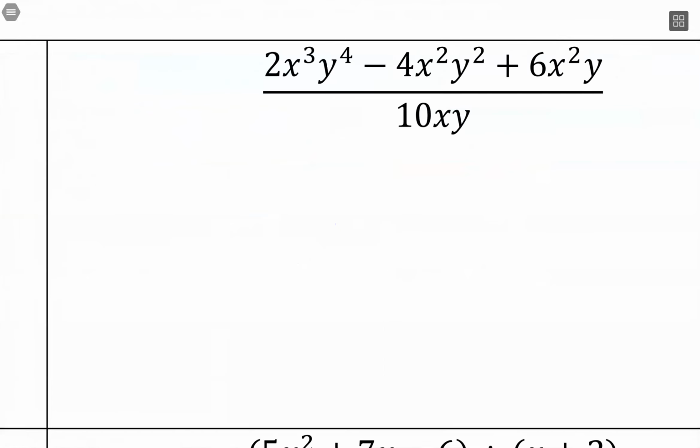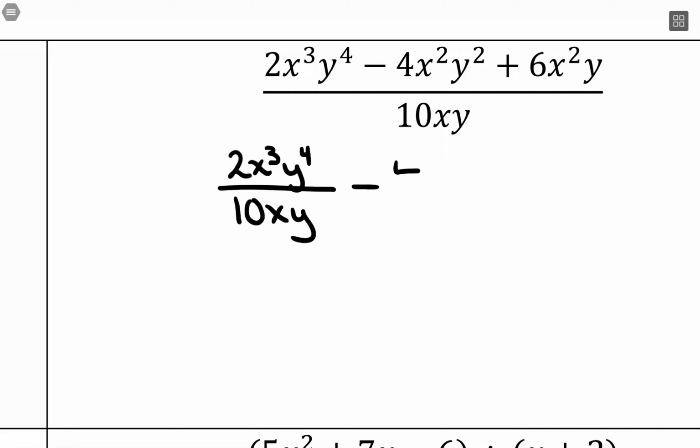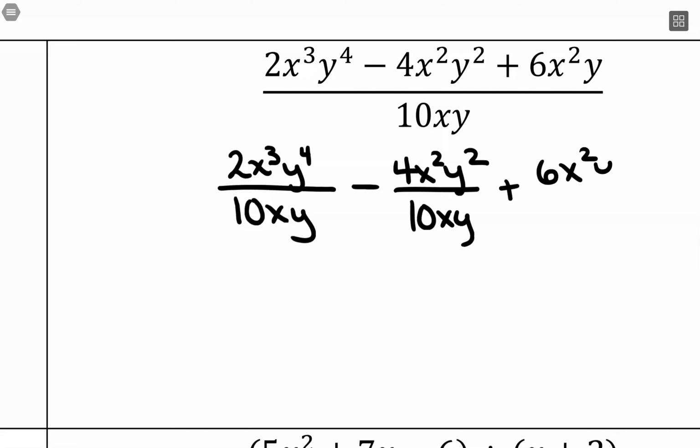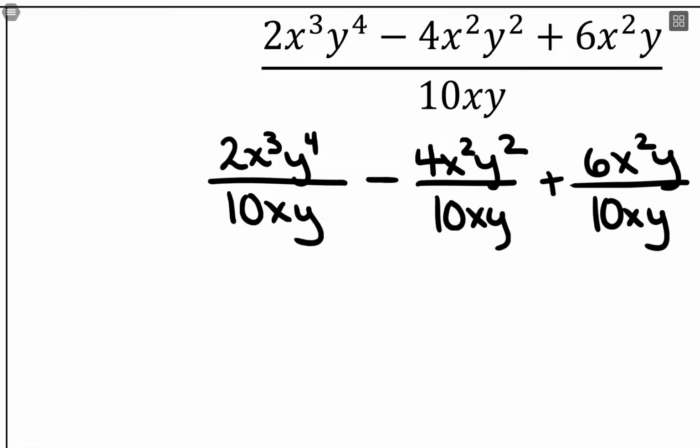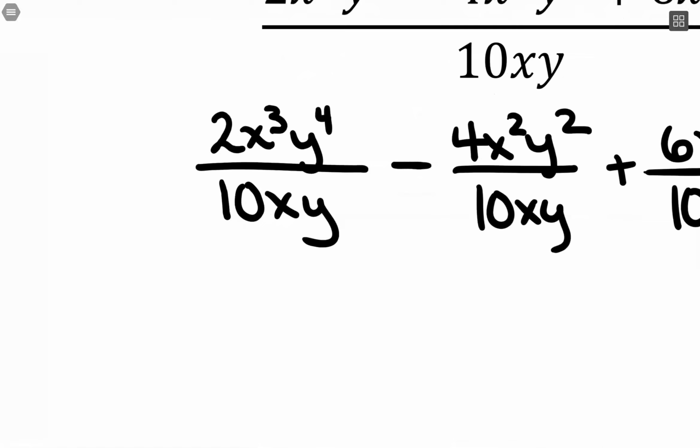Alright, same idea here, just with more variables. So 2x cubed y to the 4th over 10xy, minus 4x squared y squared over 10xy, and then plus 6x squared y over 10xy. So for the first term, the 2 divided by 10 would turn into a 1/5.